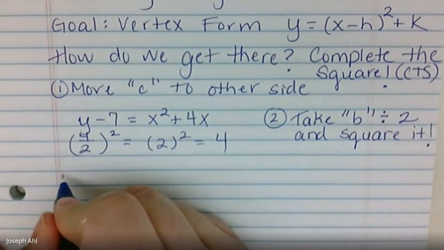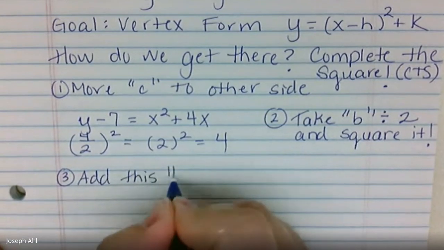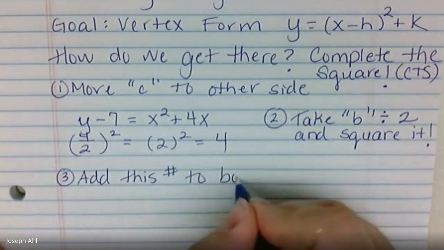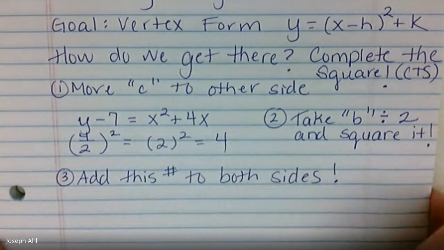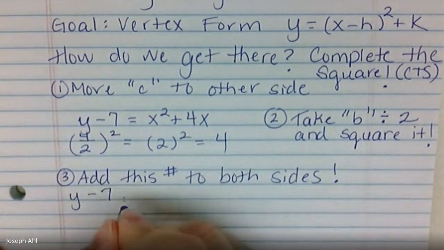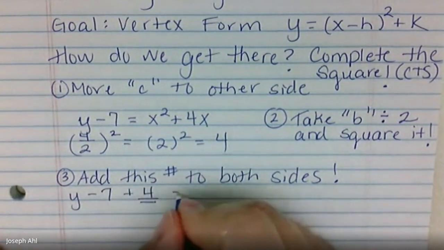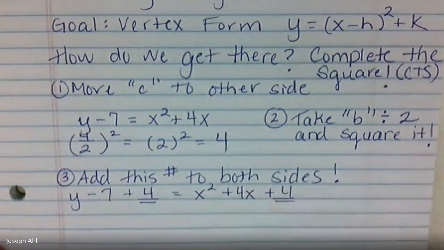What do we do next? Add this number to both sides. Okay, step 3, add that number 4 to both sides. So y minus 7 plus 4 equals x squared plus 4x plus 4.